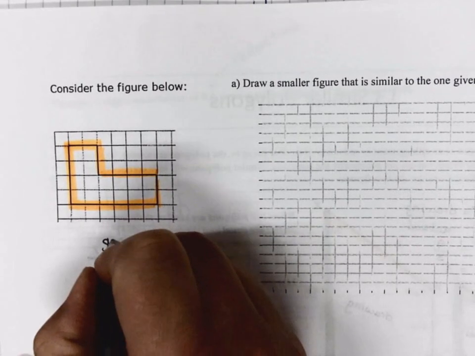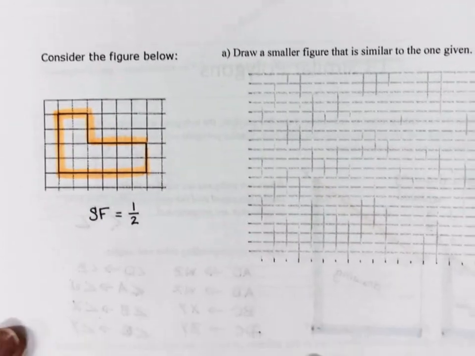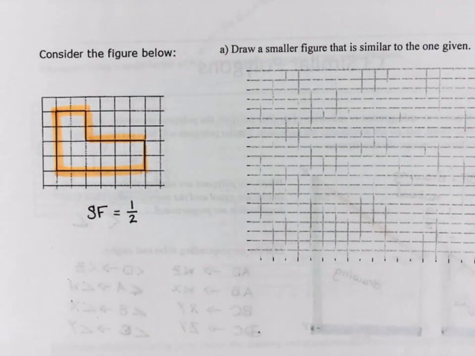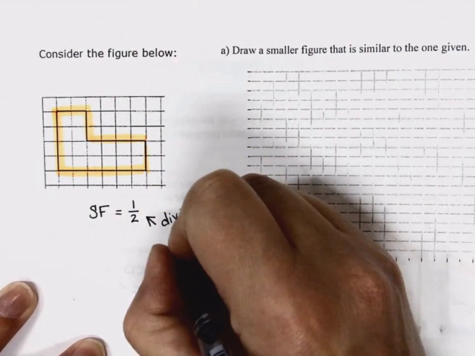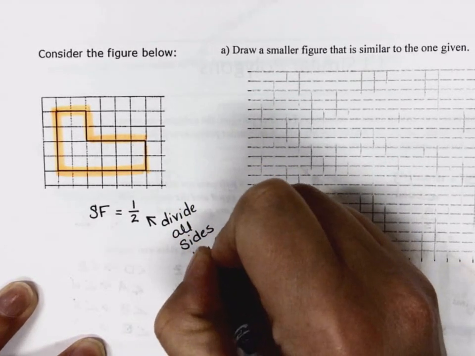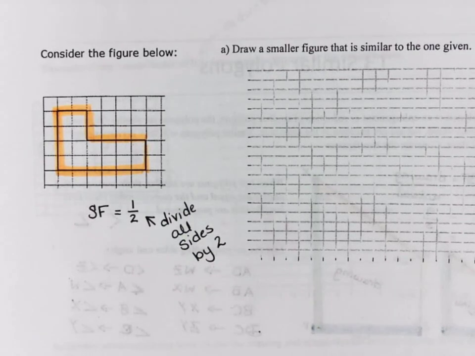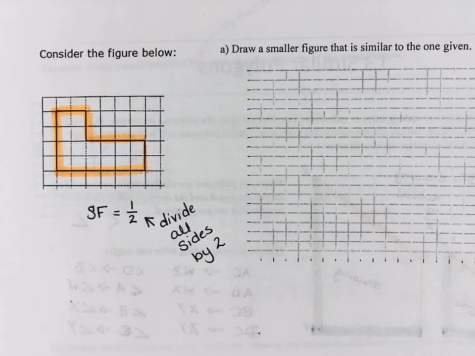So if we use a scale factor that's equal to 1/2, that's going to divide everything by 2. All right, so if it's a fraction, remember that from yesterday, our shape's going to get smaller. So we want to be multiplying by a fraction. So if we want to divide by 2, that's the same thing as saying multiply by 1/2. All right, so this is nice and easy.